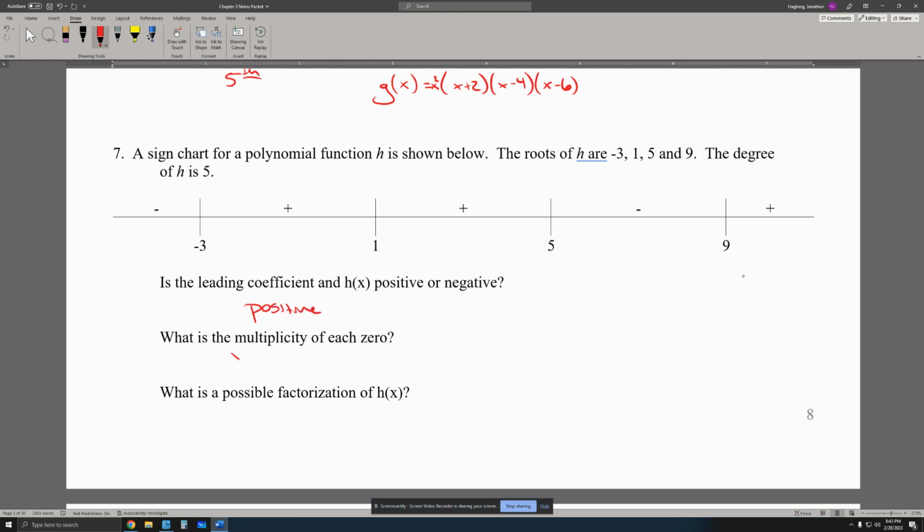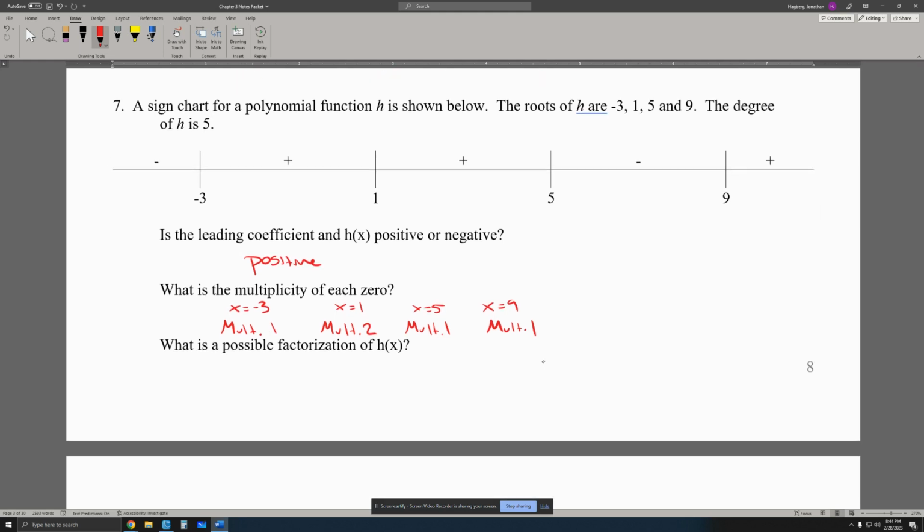Okay. Multiplicity of each zero, I see that we have one at -3, we have one at 1, we have one at 5, we have one at 9. The multiplicity at -3, well, it looks like it changes sign here. So this is going to have multiplicity 1. At x equals 1, the sign does not change, so that must be an even multiplicity of 2. At x equals 5, the sign changes, so we have a multiplicity of 1. And at x equals 9, we have a multiplicity of 1. The sign changes. And just to be sure, I count up all these multiplicities, and it does add up to 5, which is defined for h as the degree.